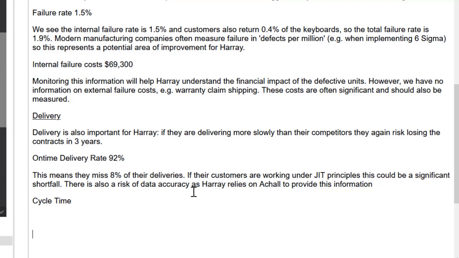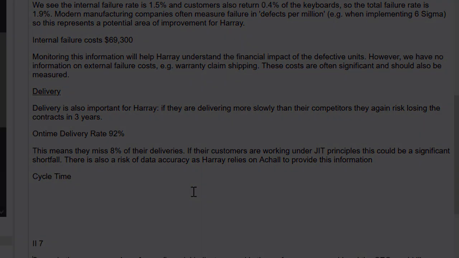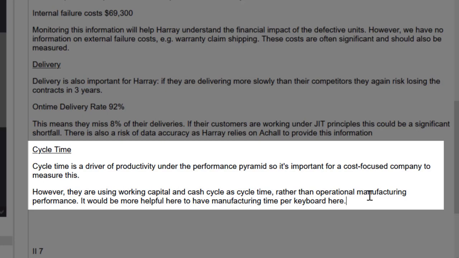A manufacturing company is going to be interested in the time to produce one unit. So let me write this idea up. Cycle time is a driver of productivity under the performance pyramid, so it's important for a cost-focused company to measure this. Again, demonstrating my technical knowledge in the context of Harray. However, they are using working capital and cash operating cycle as cycle time rather than operational manufacturing performance. It would be more helpful here to have manufacturing time per keyboard.